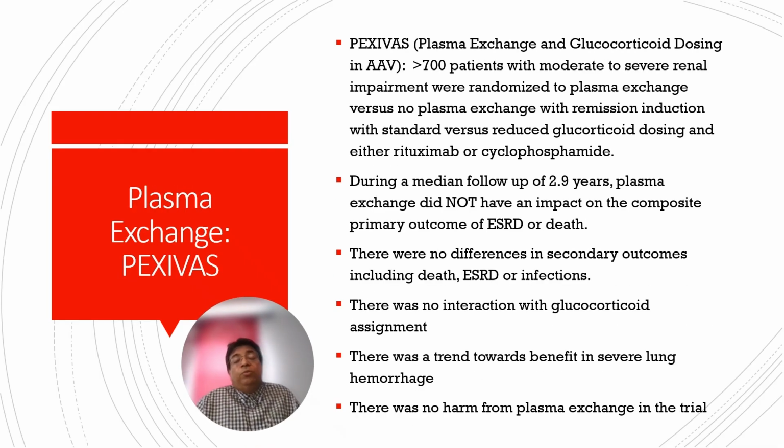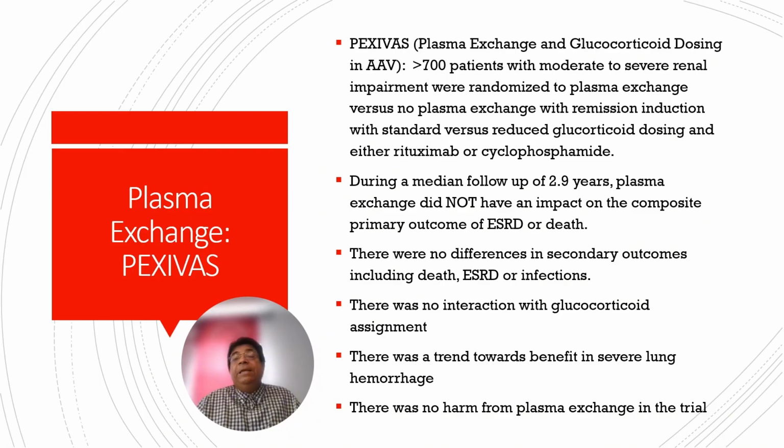So on to plasma exchange. There was a trial called the PEXIVAS trial, which is plasma exchange and glucocorticoid dosing in ANCA vasculitis. Greater than 700 patients with moderate to severe renal impairment were randomized to plasma exchange versus no plasma exchange, with remission induction with standard versus reduced glucocorticoid dosing and either rituximab or cyclophosphamide.